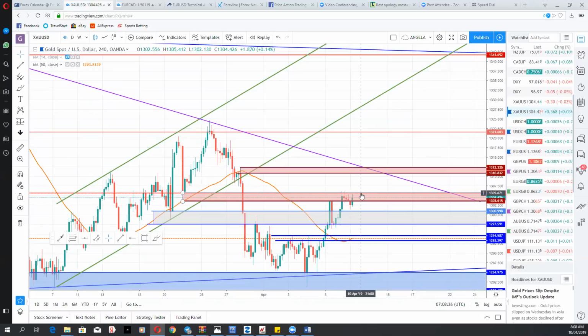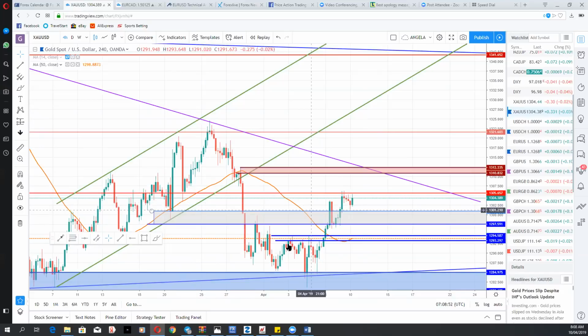But due to the fact that there are lots of rate news coming in, two major rate news coming out today, you may see a bit of sideways movement at this area. So on this pair, you know that your top resistance is at 1305.65, while your first level of support is 1300, and the second level of support comes in at 1297. That is it for gold.